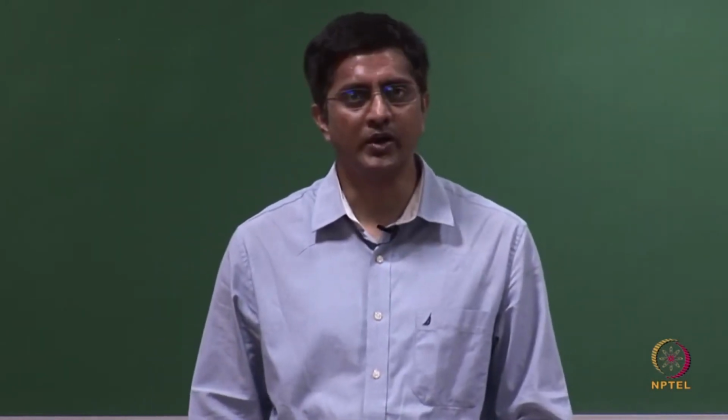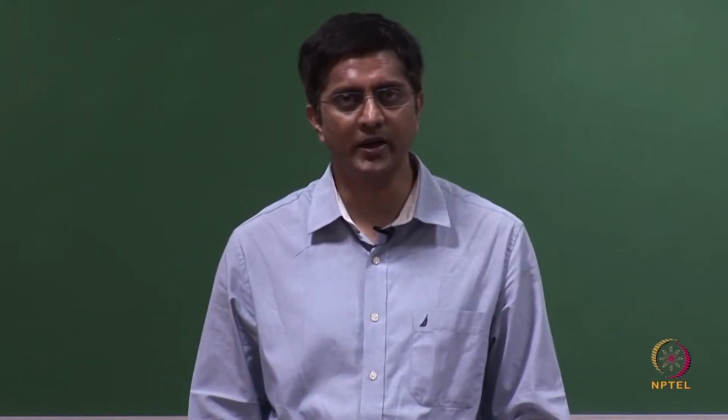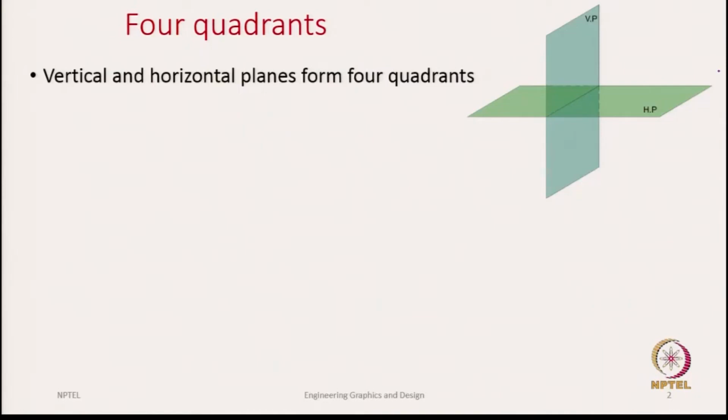Now, if we look at the horizontal and the vertical plane, we know they divide the space into 4 quadrants, which we call the first quadrant, second quadrant, third quadrant and the fourth quadrant.